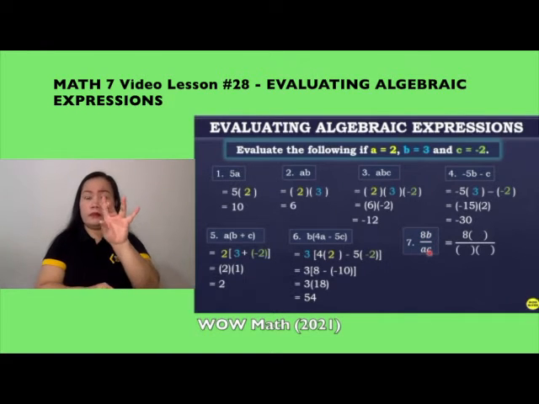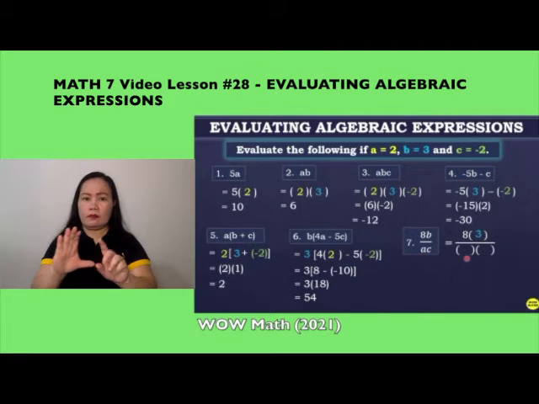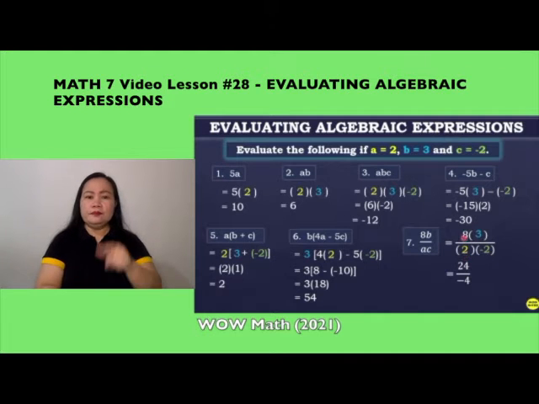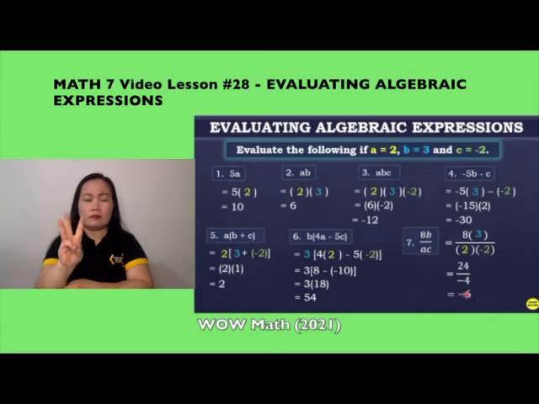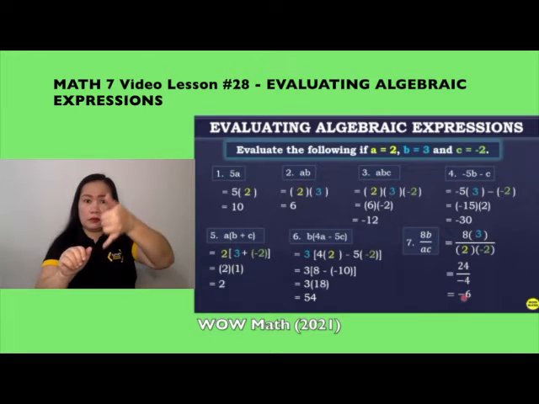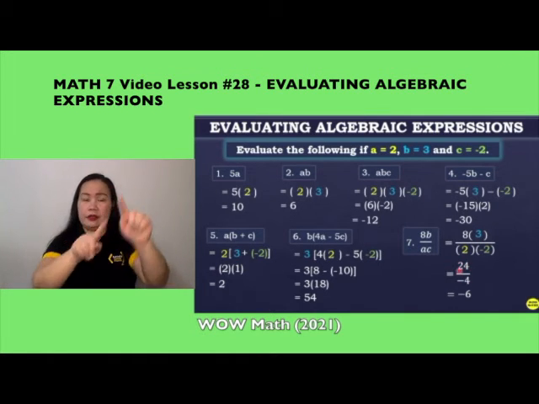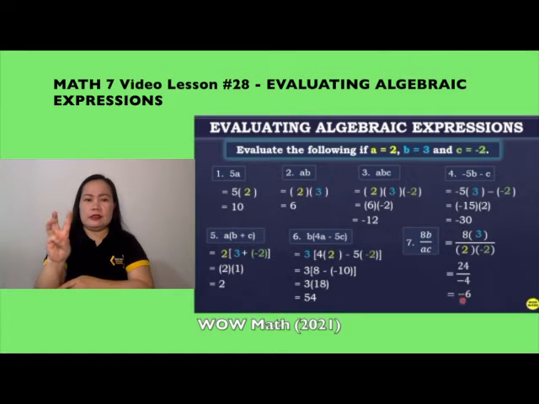So, substitute muna natin 8 times your B is 3. Sa denominator, we have A, which is 2, and then C, which is negative 2. So, 8 times 3, that is 24. 2 times negative 2, that is negative 4. So, divide natin, we will get 24 divided by negative 4, that is negative 6. Why negative 6? Same rule as multiplication. So, different signs. Pag different signs sila, negative.